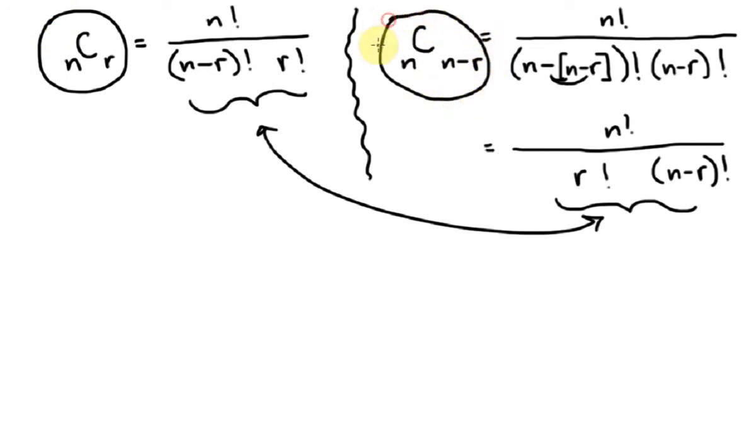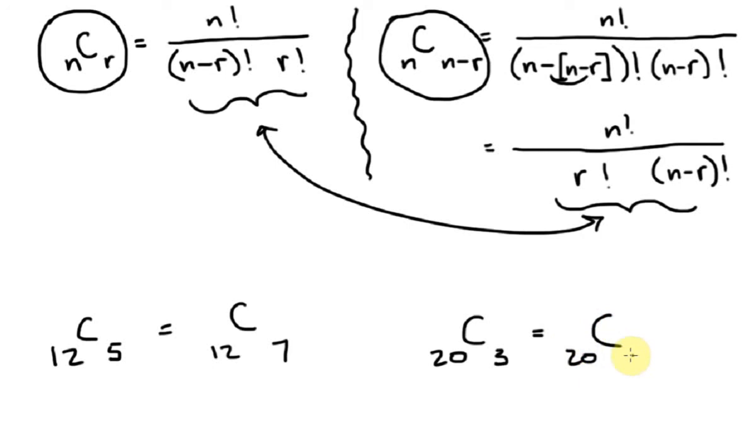And let me just show you what that looks like with actual numbers, because probably you're thinking, what does that really mean? It means if you had something like 12 choose 5, that would be the same thing as 12 choose n minus r, which is 12 minus 5, which is 7. So 12 choose 5, I should get the same number as 12 choose 7. Or similarly, if I had 20 choose 3, that would be exactly the same thing as 20 choose 17. Now that's a little bit of an important concept.